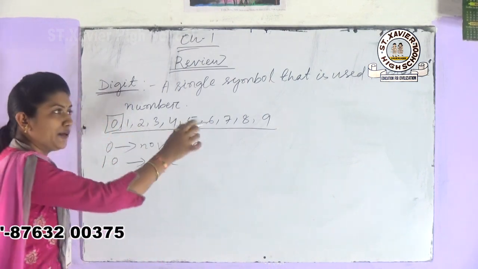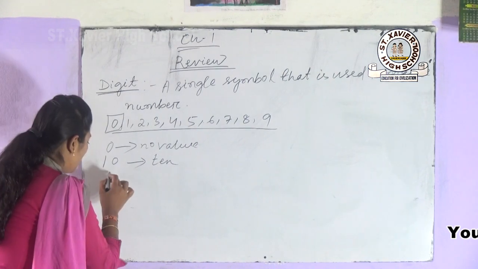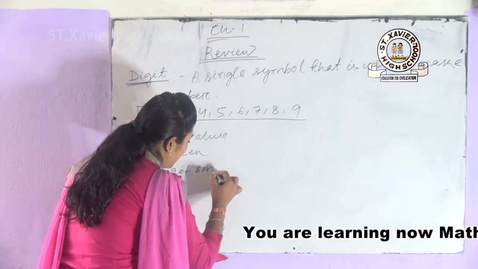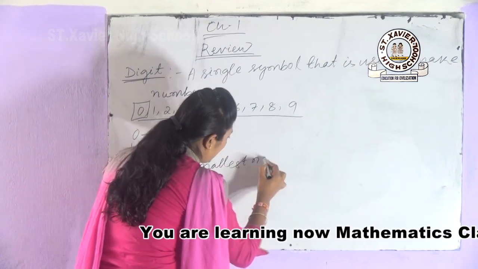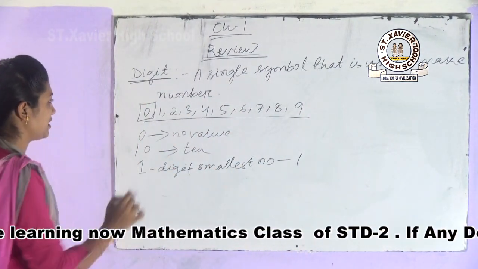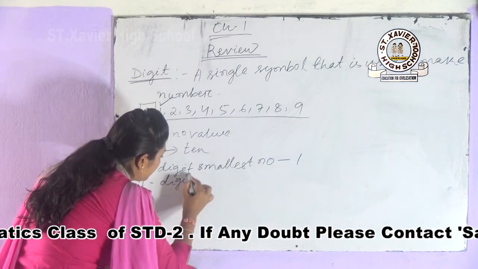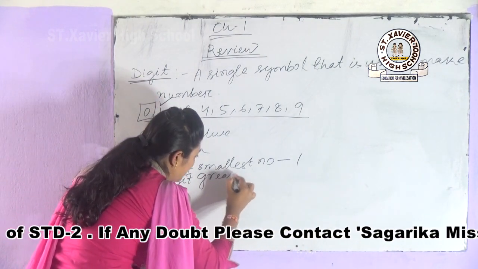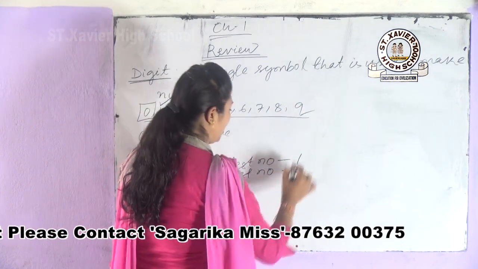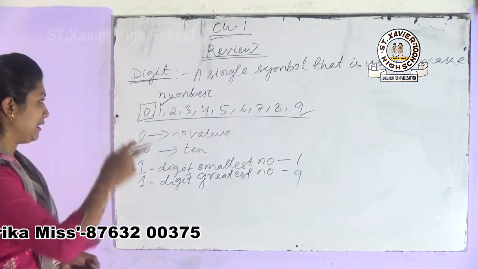There are 1 to 9 digits. Okay. So for 1 digit, the smallest number is 1, because 1 digit number starts from 1, and the 1 digit greatest number is 9, because 1 digit number ends in 9.